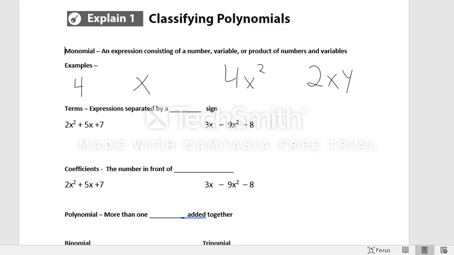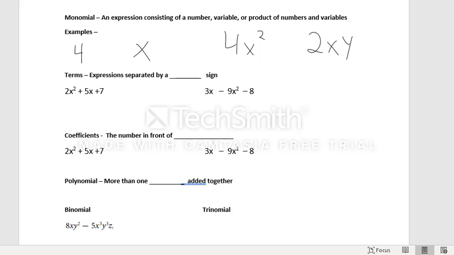Now, our next piece, when we're looking at polynomials, is the idea of a term. A term is just an expression that is separated by a plus sign. All right, so if we look, our terms in this section are 2x squared, 5x, and 7. There are 3 different pieces, 3 different terms. So 2x squared, 5x, and 7.